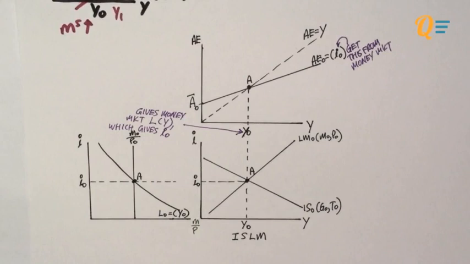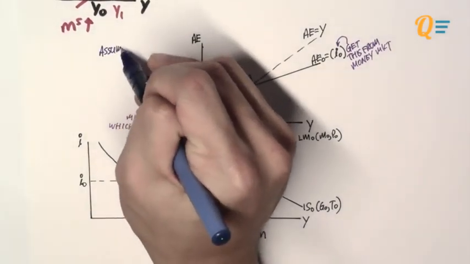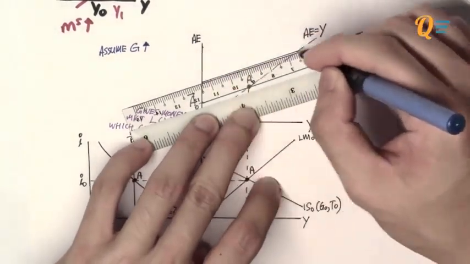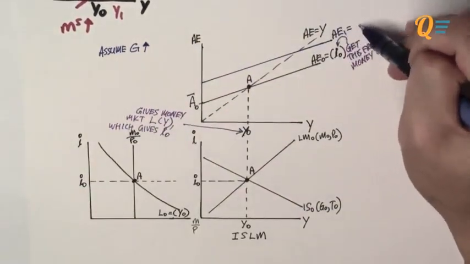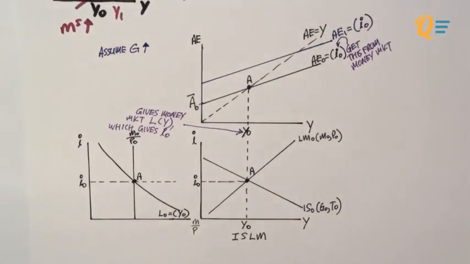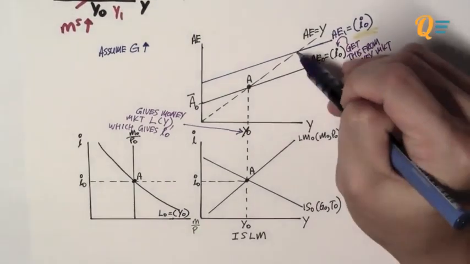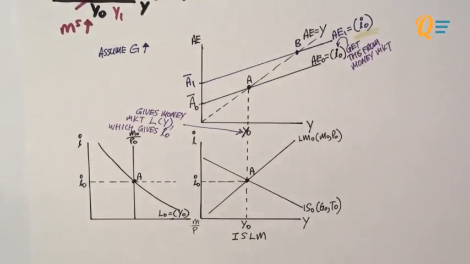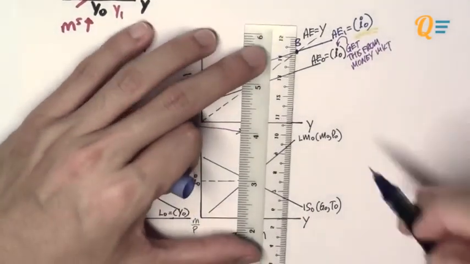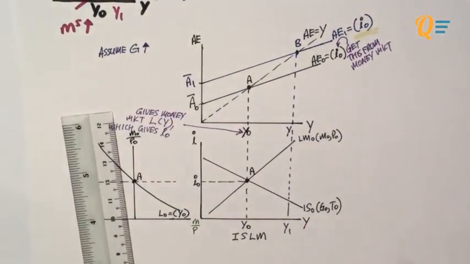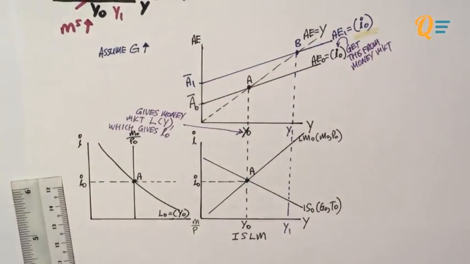Okay, so let's go ahead and assume that there is an increase in government spending. So what is going to happen in these three diagrams? Obviously, your AE curve is going to shift up. This is the basics, you should know it. Take note that the interest rate level is still the same at I naught. So the interest rate level has not changed, but you have a new equilibrium in the Keynesian cross diagram. And this is going to give us an equilibrium output of Y1.